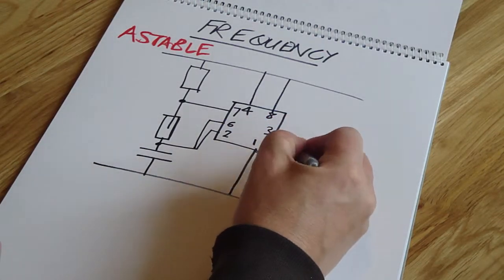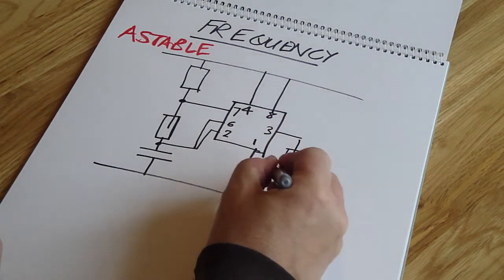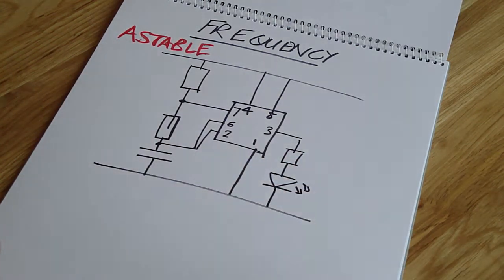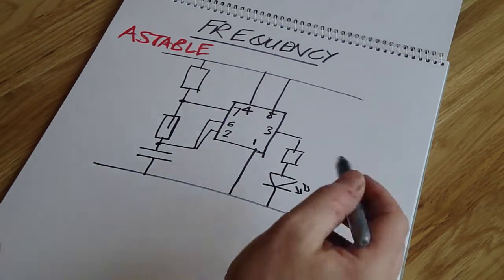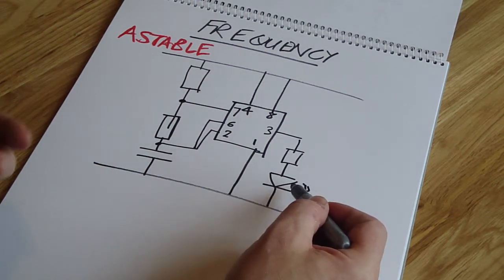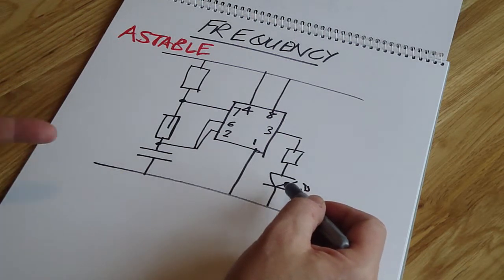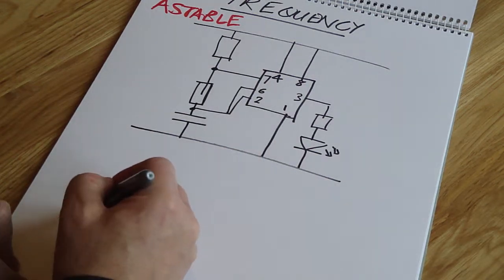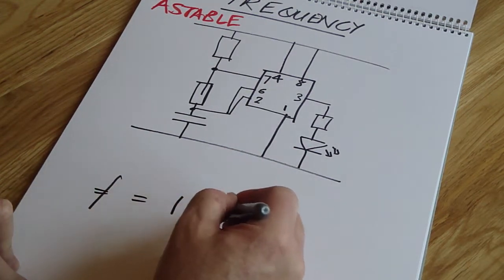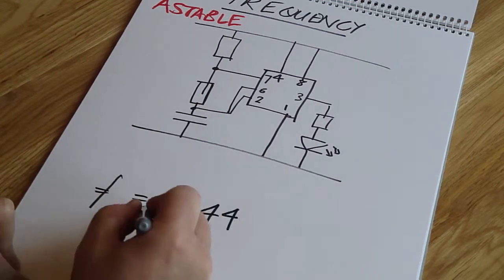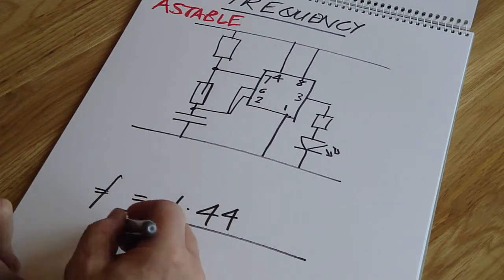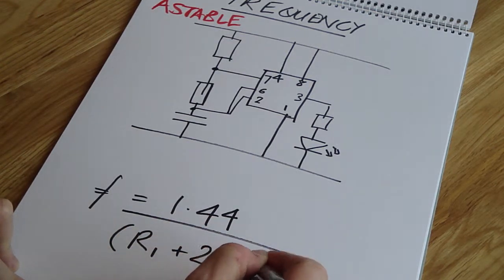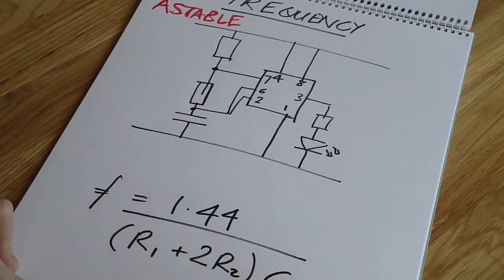Pin 3 is still a resistor and an LED, and we've got to work out the amount of time, or the frequency, the rate at which that LED goes on and off, or it could be a buzzer going on and off. Right, the formula we use, frequency, is equal to 1.44 divided by brackets R1 plus 2 lots of R2 times by C.